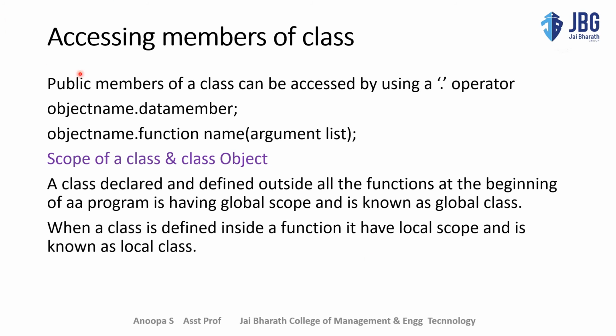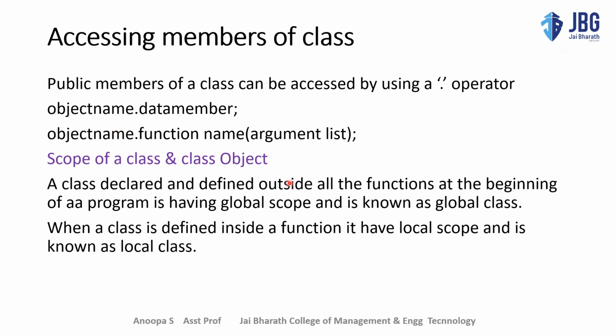Now, how do we access members of a class? Usually by using a dot operator. So, object name dot data member is the same as what we have seen in structures also. If it is a data member, we write object name dot data member. If it is a function, we write object name dot function name along with the argument list. This is just the same as calling a function, but before that, we have to give the object name and a dot.